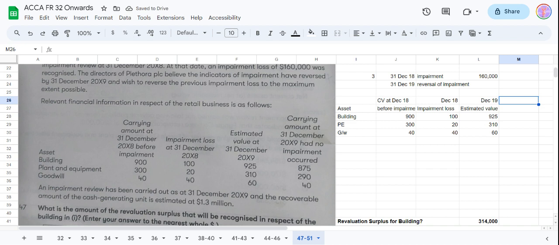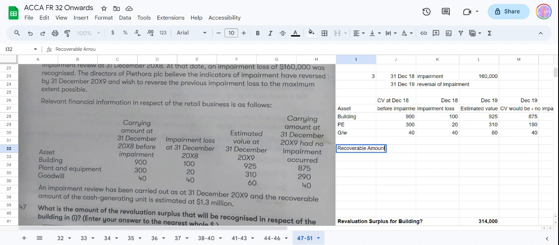And then we have, on this date only, the carrying amount, to make it shorter. If there was no impairment, the carrying amount would have been 875, 290, and 40. An impairment review has been carried out on 31st December 19. On this date, they are saying that the cash generating unit's recoverable amount is 1.3 million. That is also an important factor here.